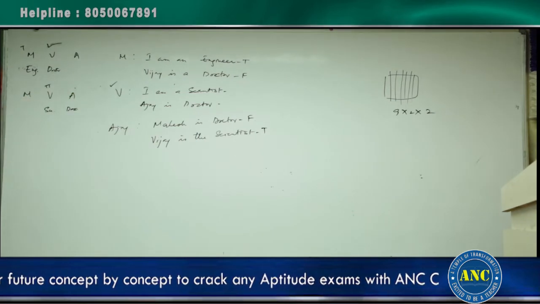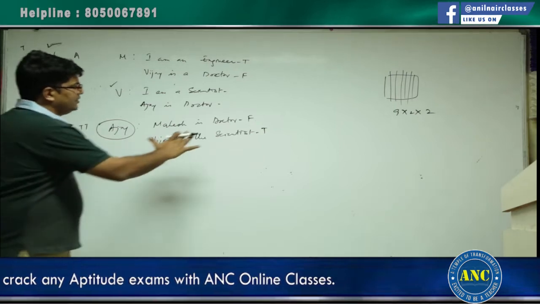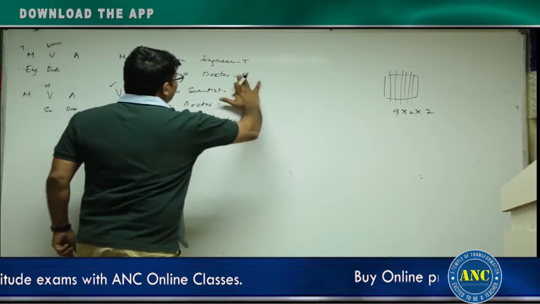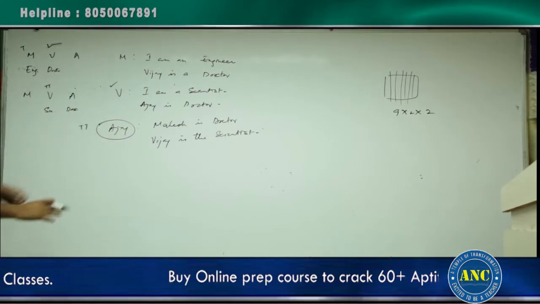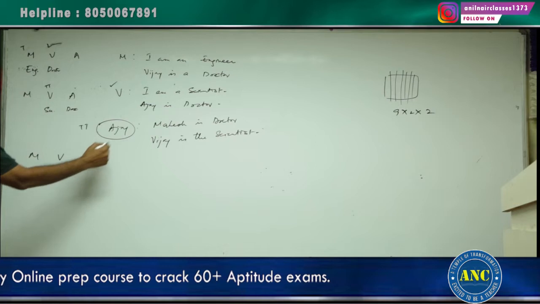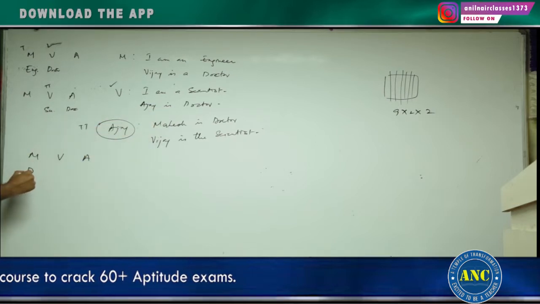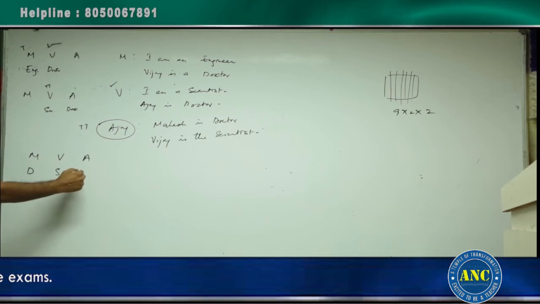Now we can go ahead and take Ajay as the true teller, so you'll get the answer. Simply start cracking it and after that you get it. So Ajay is a true teller. Mahesh is a doctor, Vijay is a scientist, and Ajay will be the engineer.